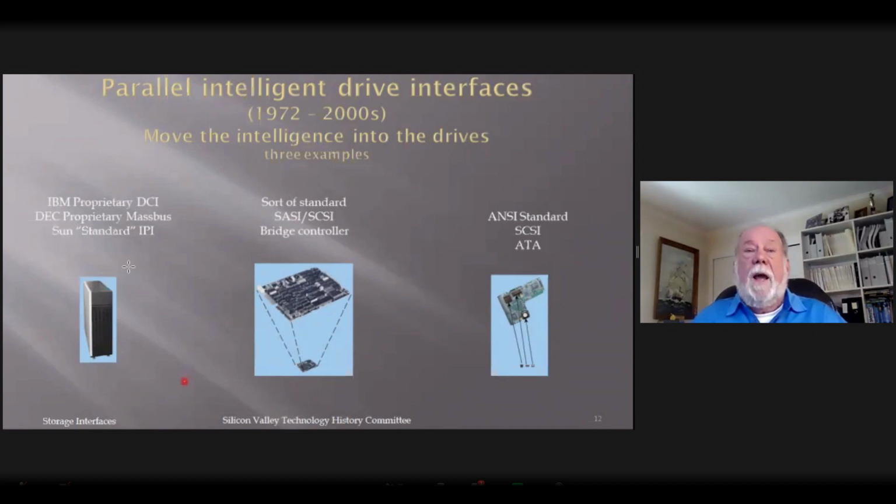This is a picture of the DEC equivalent, the Massbus box, about half the size of a dishwasher, which it bolted to its drives. And then, thank you, Moore's Law, things shrunk. We had sort of a standard with SASI and SCSI first in bridge controllers. And then we moved on by the 90s to standardized SCSI and ATA, which were now chips on a board.